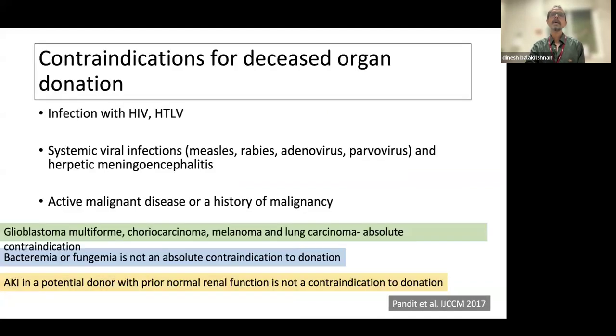Now, contraindications for deceased organ donation: infections like HIV, systemic viral infections, active malignant disease, active sepsis, which can be bacterial or fungal. And when patients are considered as kidney donors, somebody who has kidney failure, even AKI, may not be chosen to be a kidney donor.